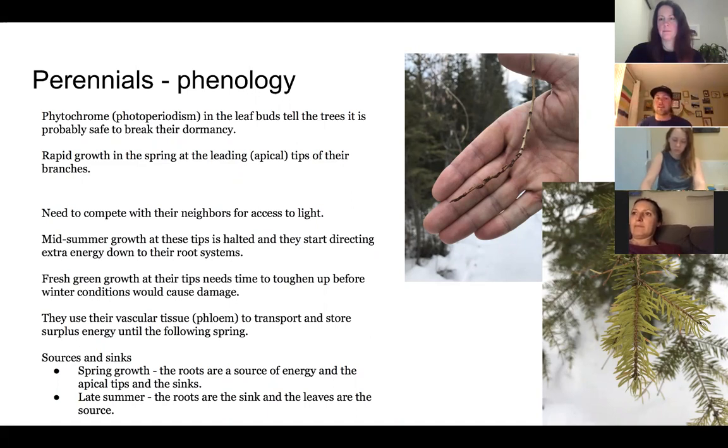And then when they get to the late summer, the roots become the sink where the extra energy goes, and the source for that energy is the leaves that are photosynthesizing. So they have these different energy moving strategies which have allowed them to compete and to be very successful in their ecosystems. And I know that doesn't sound like it pertains to your gardening right now, but again, I promise when we talk about taking stem cuttings, it'll make sense.